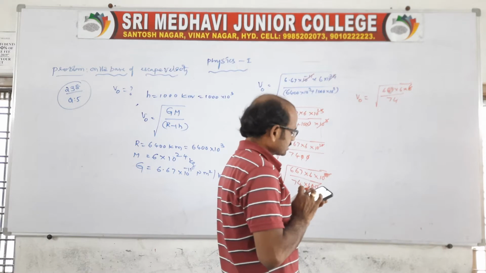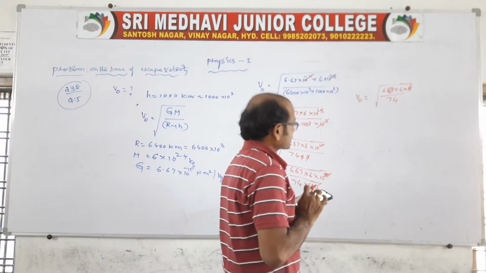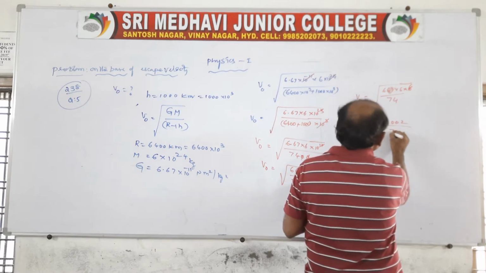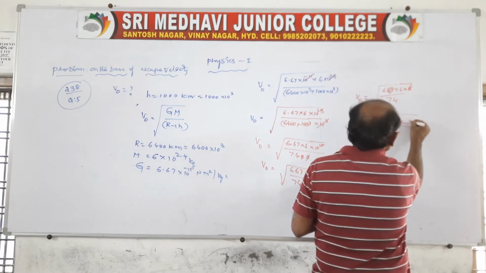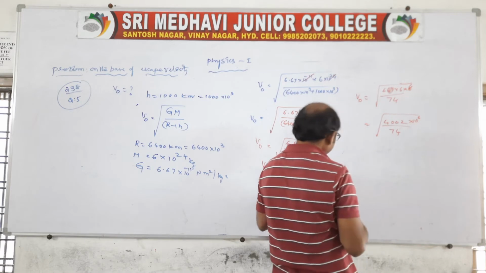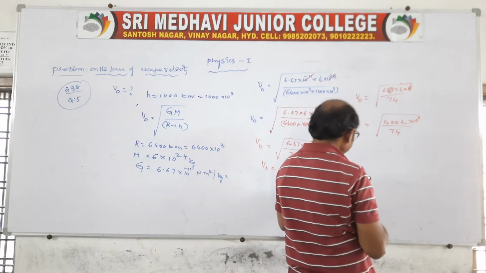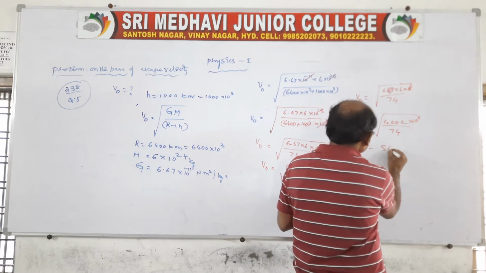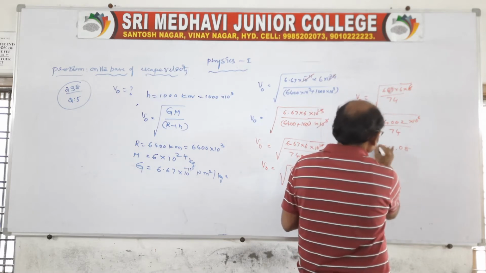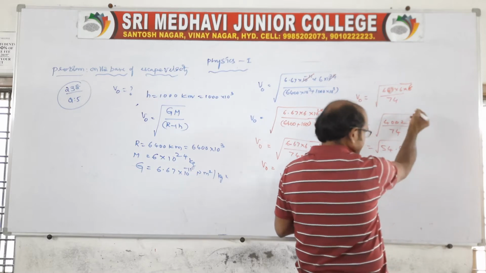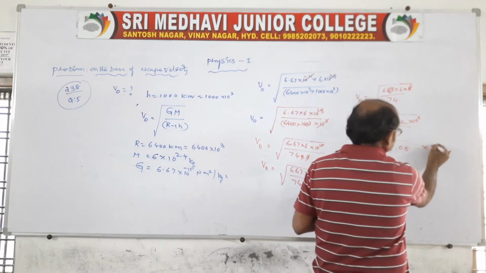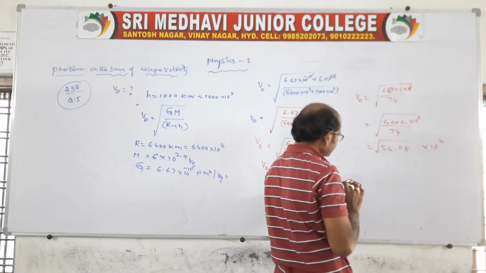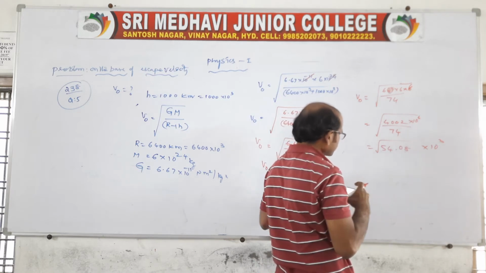See, 667 into 6 is approximately 4200 by 74, root into 10 power 6. So again you divide this by 74, right? So this may get 54.08, root, and here 10 power 6 is under the root. You take out 10 power 3 from that, and you take the root of the rest, it will be like this.